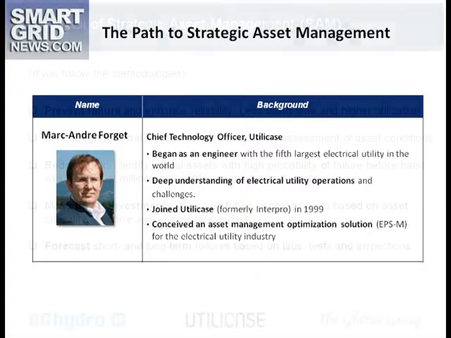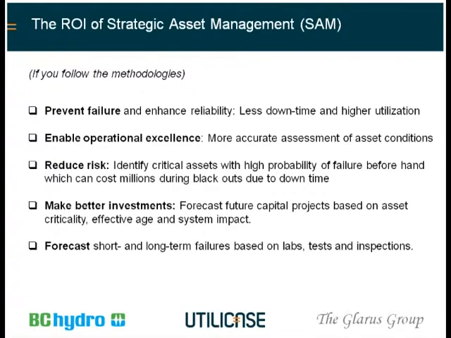Thank you, JC. So we'll start with the return on investment of strategic asset management. Those bullet points are part of your return on investment if you follow the methodologies. But there's a requirement: you must have the methodologies. More on this in a few moments. So let's see all those bullet points as a goal. The first one of that methodology, the return on investment of strategic asset management, is to prevent failure. It's the obvious benefit. The second one is to enable operational excellence.